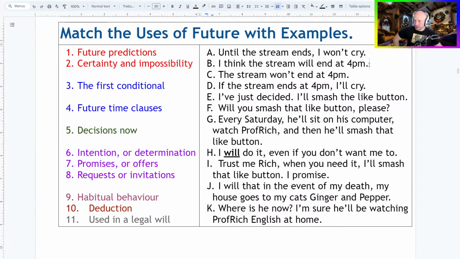I'm going to give you just another 2 minutes to match these. And wouldn't this be a wonderful time to have an advertisement?